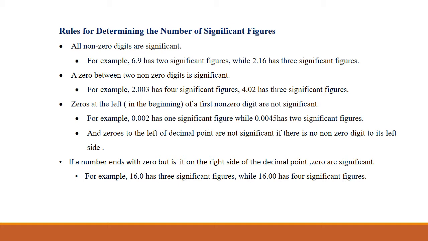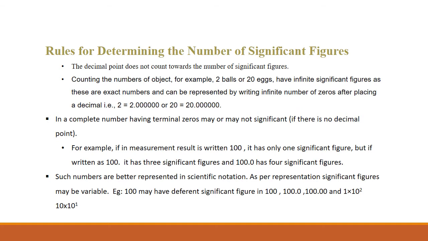Zeros to the left of the decimal place are not significant if there is no digit to the left of them. If a number ends with 0 on the right side of the decimal place, the zeros are significant. 16.0 has three significant figures. Next, the decimal point does not count towards the number of significant figures. It is not included in the significant figures.